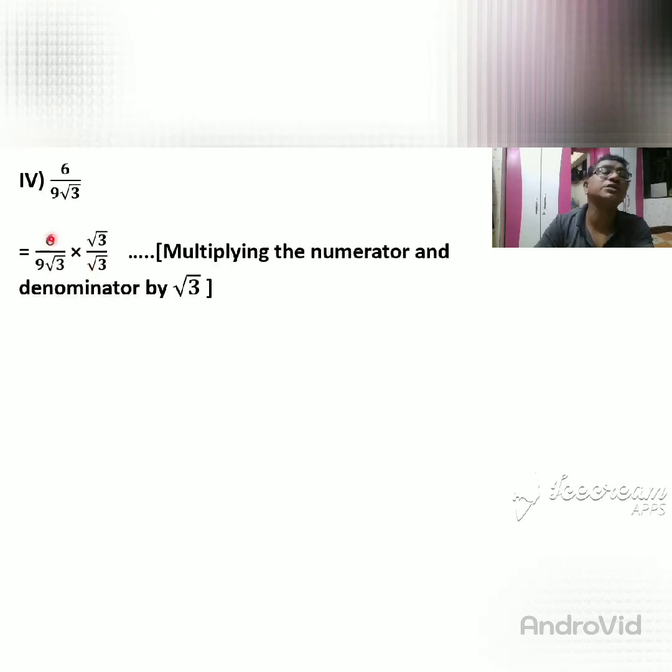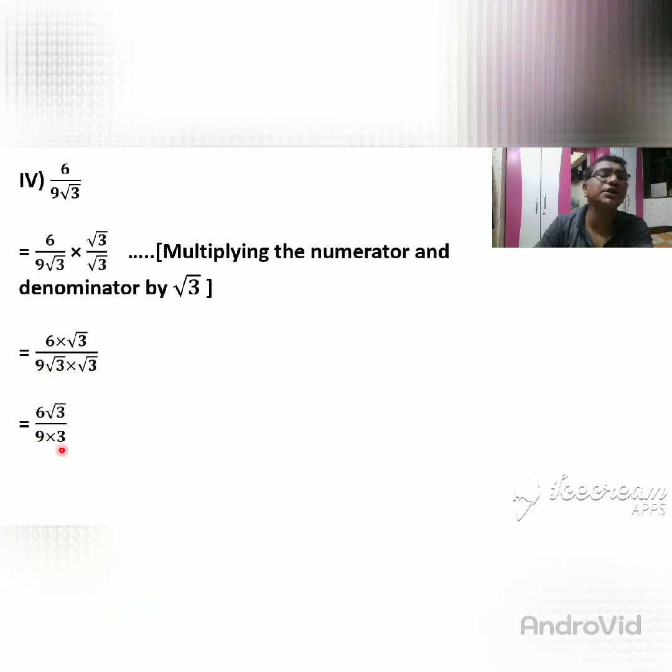So see here, 6 by 9 root 3, that is multiplying root 3 here as a denominator and root 3 is multiplying as a numerator also. So why it is so? Because you want to remove the square root sign of 3, so you are multiplying here root 3. So if denominator multiplying root 3, then root 3 is also multiplying numerator. So you are getting, showing here, 6 into root 3 divided by 9 root 3 into root 3. So root 3 into root 3, you get 3. So see here, 6 root 3 divided by this 9.